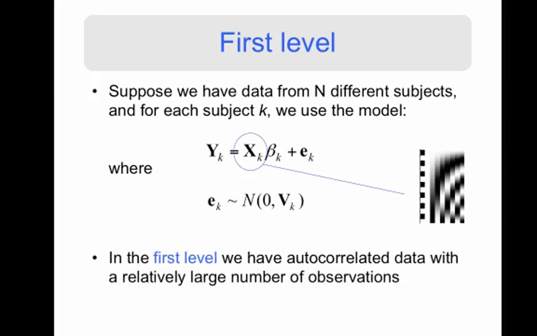So in the first level, we have autocorrelated data with a relatively large number of observations. So Y is a vector with length of a couple of hundred time points.